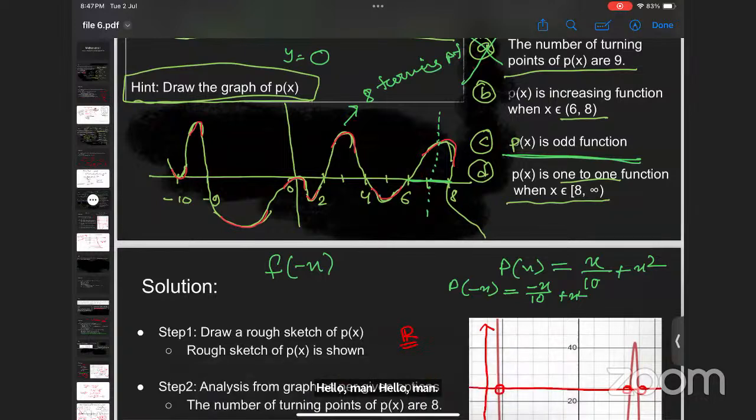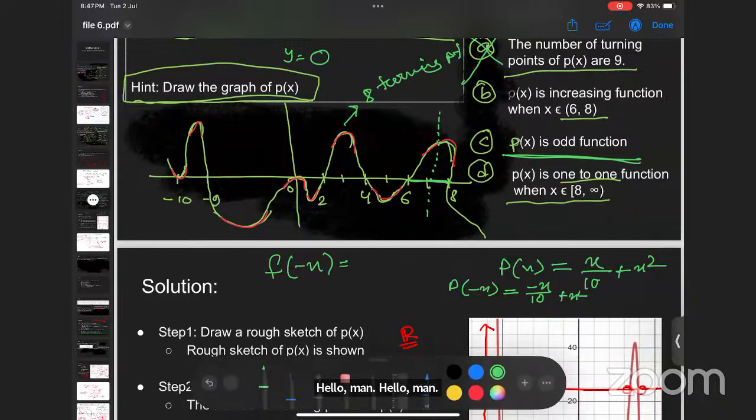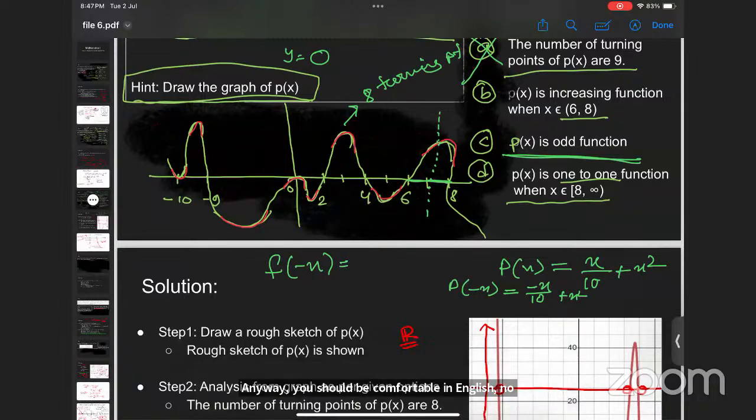Odd function. Can you explain in Hindi? No, this is the English session, so I can't explain in Hindi in this session. Okay, ma'am. Anyways, you should explain in English. Are you comfortable in English, no? Yeah, ma'am, but my English is very weak because I am from a village. That is fine. It will be good for you if you can start listening to this English session.